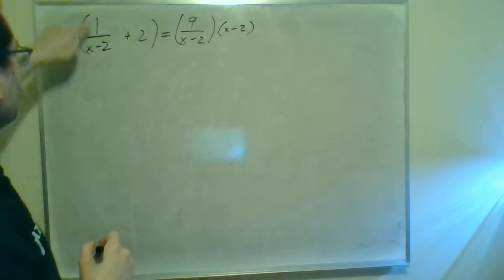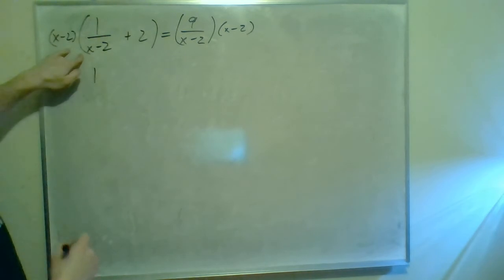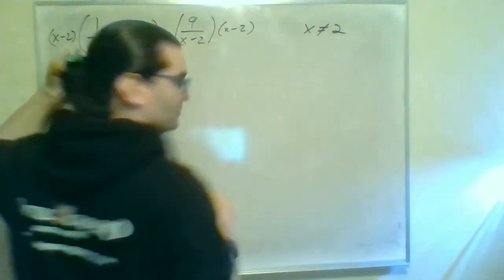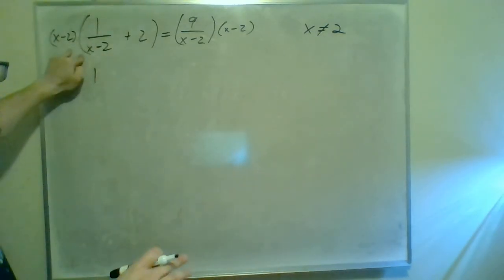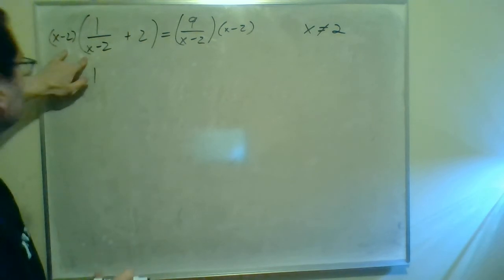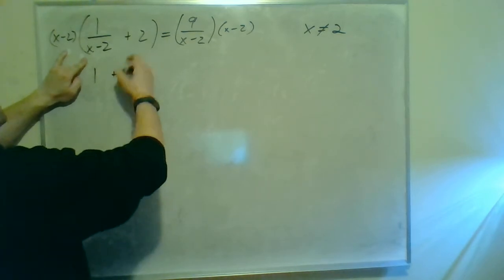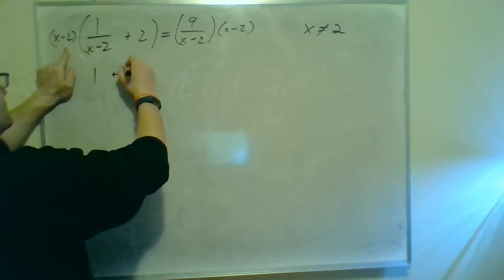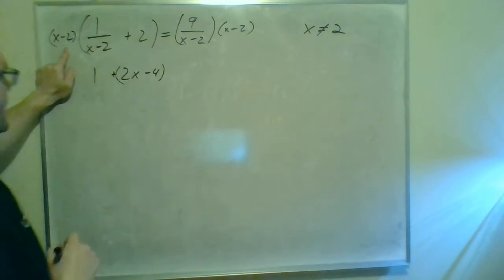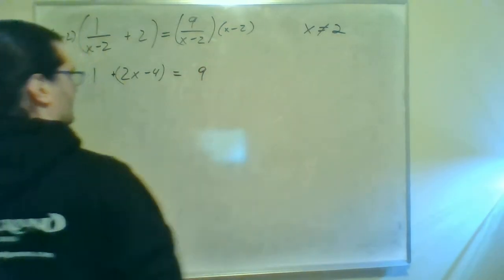So when I multiply this term by x minus 2, I'm just going to get a 1. Oh no, I skipped a step. X can't equal 2. Got to make sure that's in there before we clear out these denominators. I multiply x minus 2 times this piece, 1 over x minus 2. The x minus 2's cancel and I get 1. This will be 2 times the quantity x minus 2 will give me 2x minus 4 when I distribute that. These guys cancel and just give me 9.